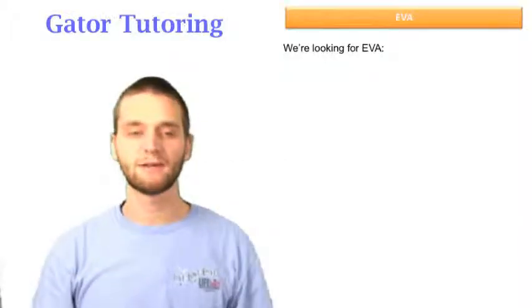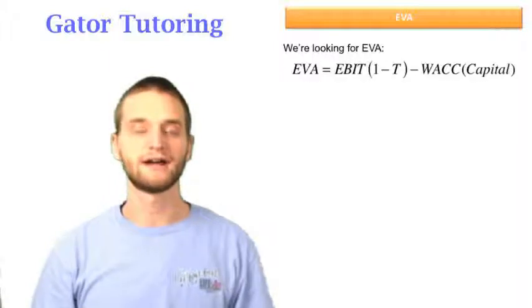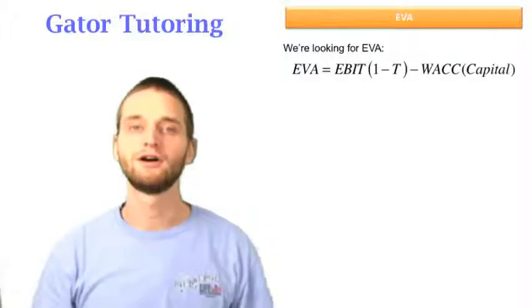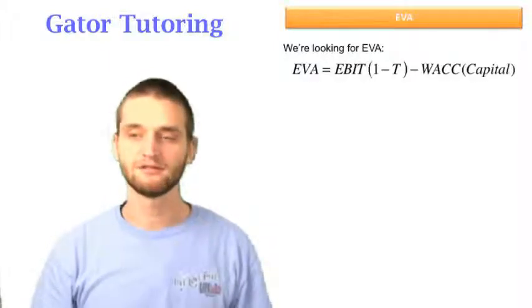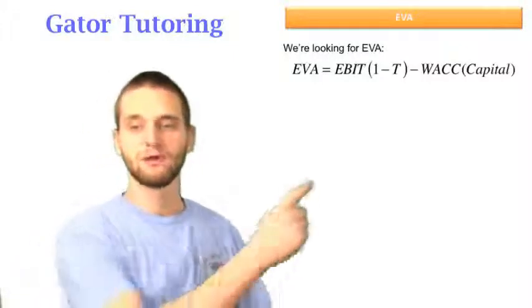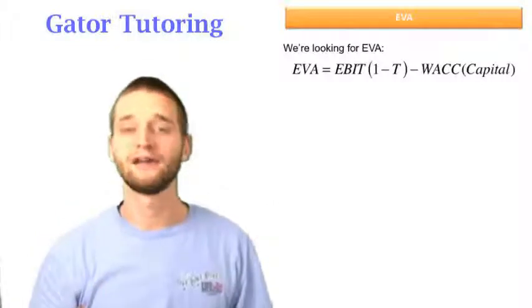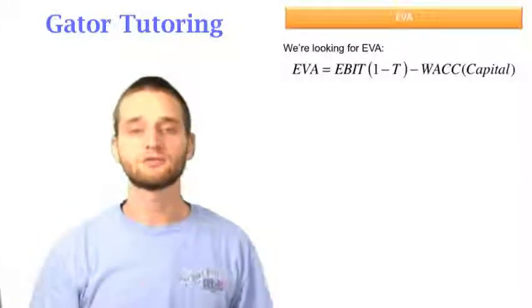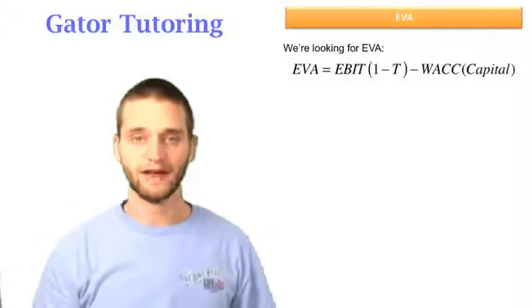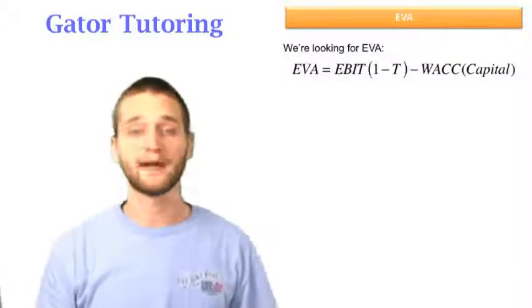So we're looking for economic value added. And the formula for economic value added is EBIT, earnings before interest and taxes, times 1 minus the tax rate. And sometimes we call this entire value right here NOPAT, net operating profit after taxes. And then we need to subtract off our weighted average cost of capital, WACC, times our total capital budget.